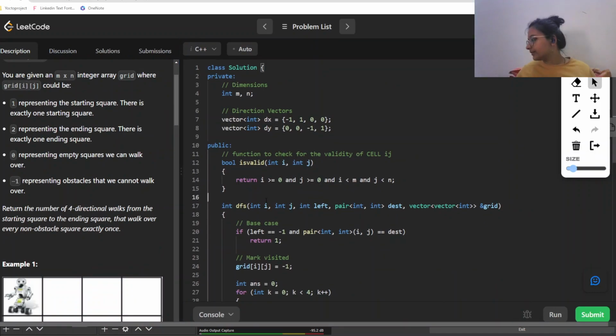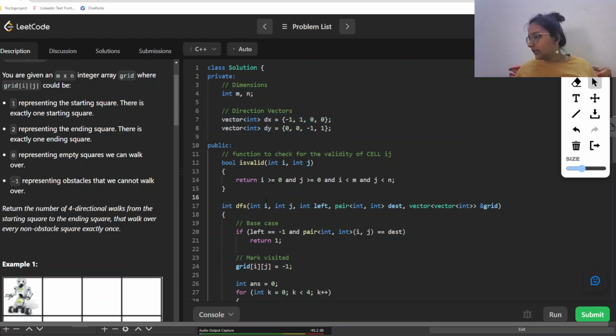Now here, these are the dimension and then direction. Actually, this whole code is not my code. I have taken it from the discuss section. But let me explain it to you through this code only.